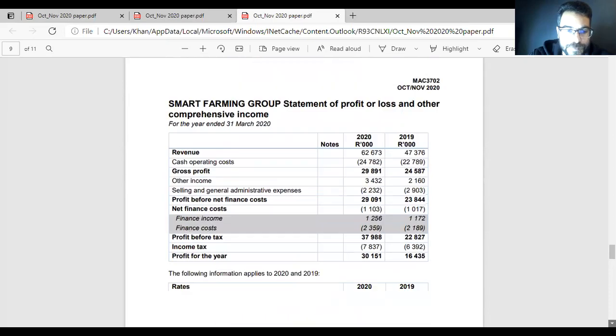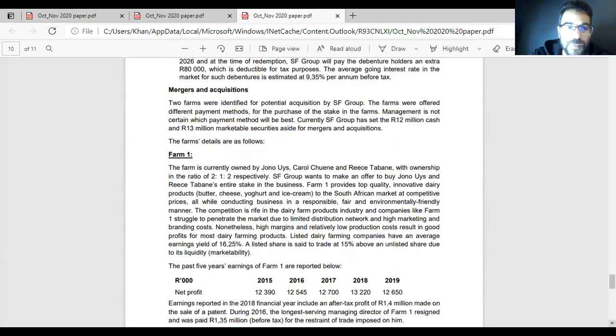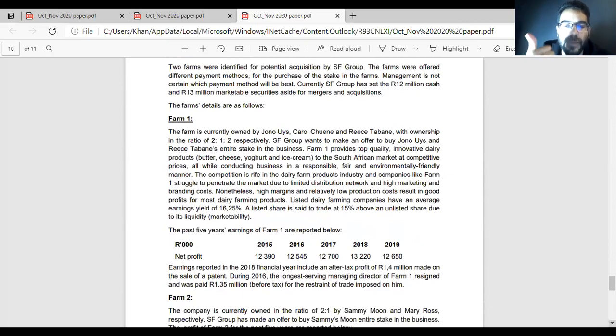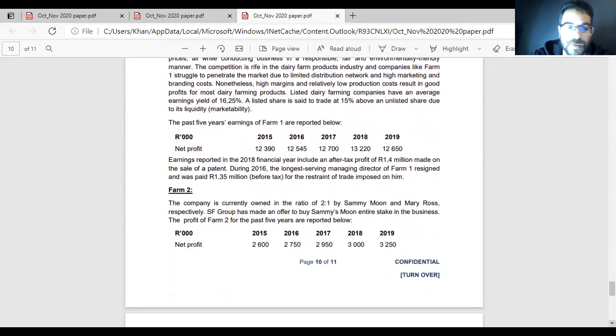So remember, you will use a PE multiple when you're acquiring a majority interest, and most likely when you are dealing with an unlisted entity. So you can make mention that this company is probably unlisted. I can't remember if I saw unlisted anyway, but you just make mention, and that's why it is appropriate to use, for Farm 1, a PE multiple.